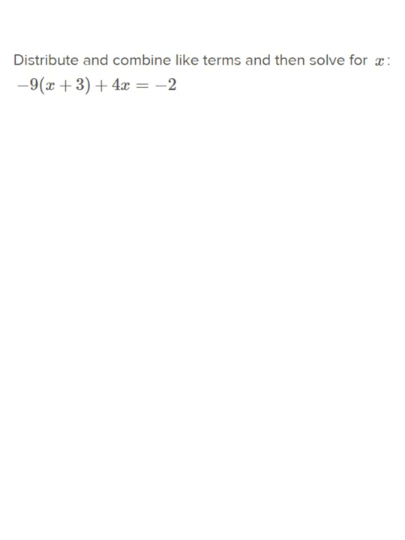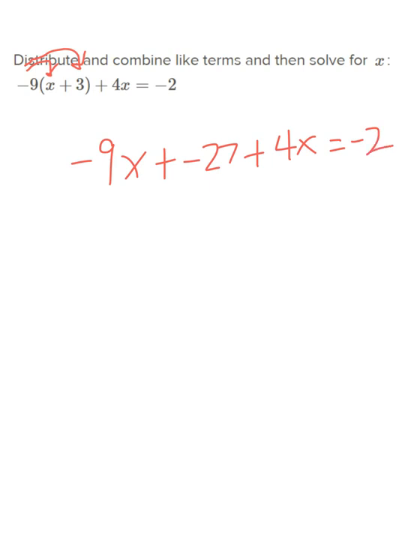All right, here's one that's a little longer. We have to distribute. We have to then combine like terms. And then we have to solve. Look for the parentheses. The parentheses are right here. That means this is where we distribute. So I have negative 9 times x. That's negative 9x. I have negative 9 times 3. That's negative 27 plus 4x equals negative 2.